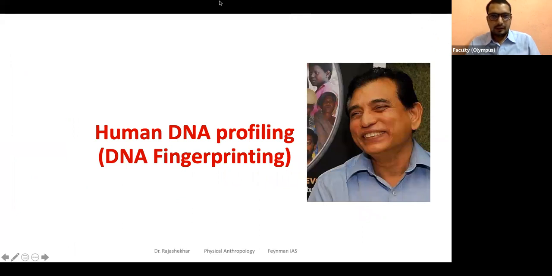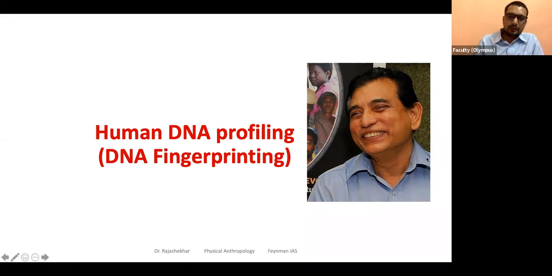I'm not sure if you recognize this person on the right here, who has contributed greatly to DNA fingerprinting and its development in India. We can also refer to it as human DNA profiling. Make a note of it: 9.4 directly says human DNA profiling. And as part of 9.1 also, it is one of the methods we use to detect a few aspects of humans, like evolution and the origin of humans. So it can be seen as a method to study humans as well.